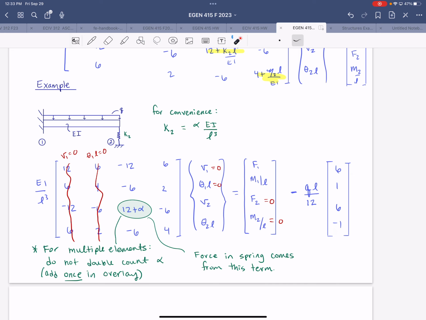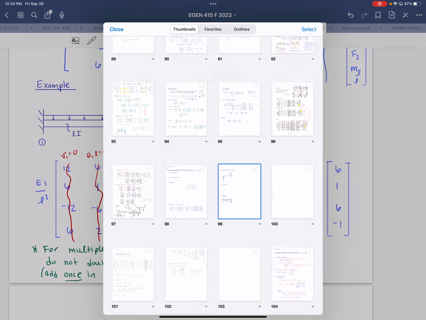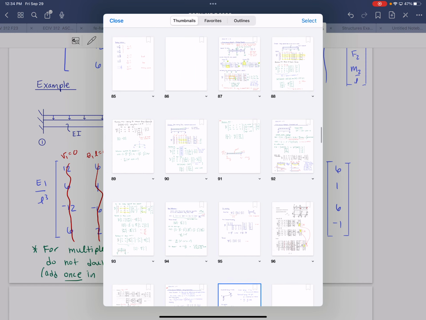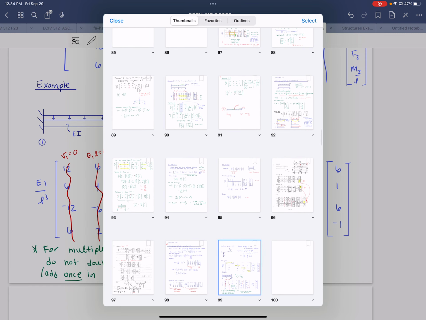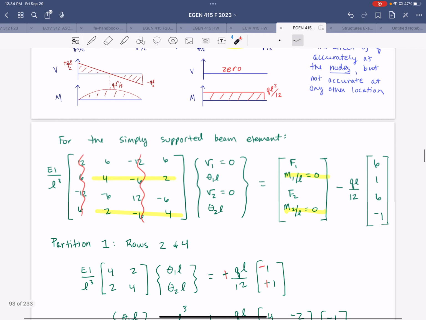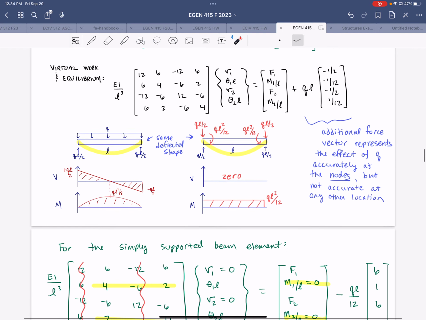The moment, isn't it QL squared over 12? You're correct, it is QL squared over 12. That's what we wrote back in the last lecture, at the bottom of the first page of lecture 13. Yep, QL squared over 12, exactly.